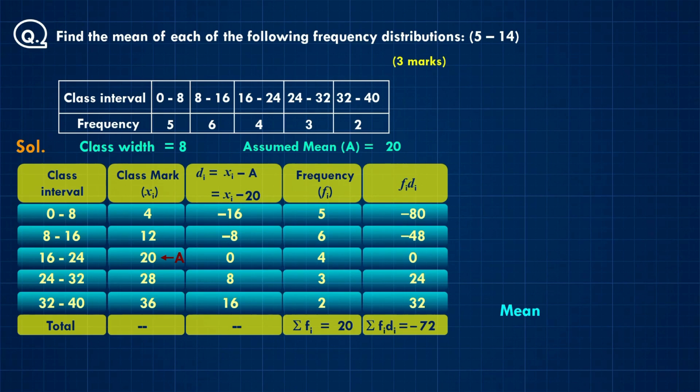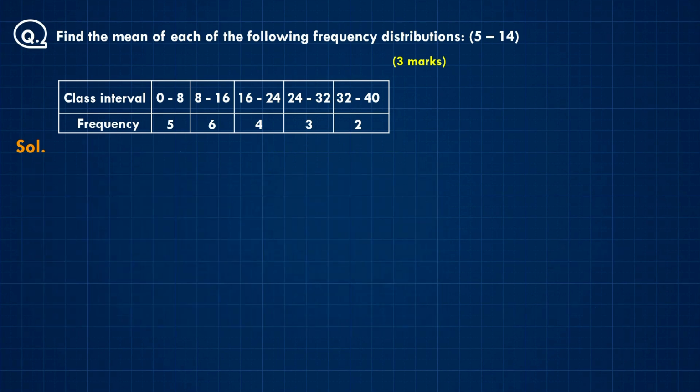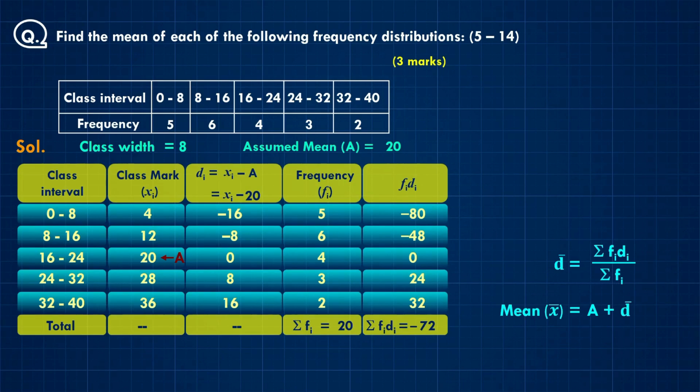Now let's find the mean value. That is x bar equal to a plus summation of fi di. So in this case, we have written a plus d bar. So what is d bar? d bar is nothing but the summation of fi di by summation of fi. Okay, that's it. We just replace it with that.